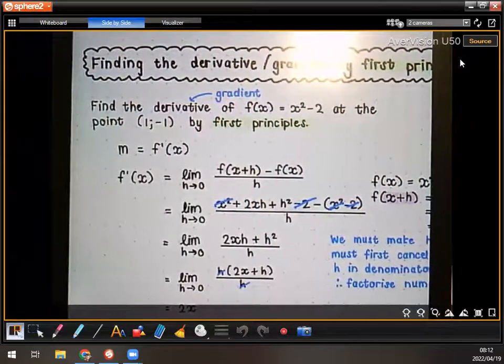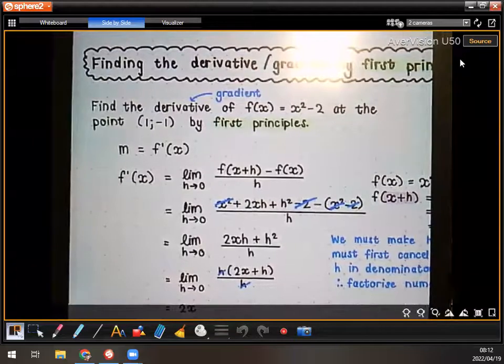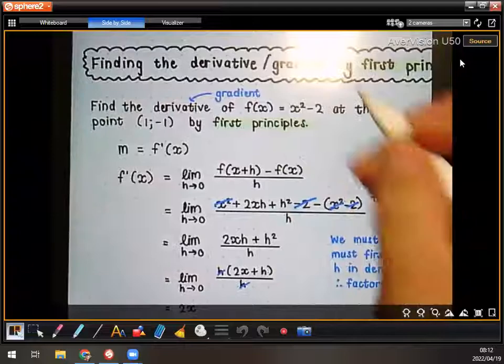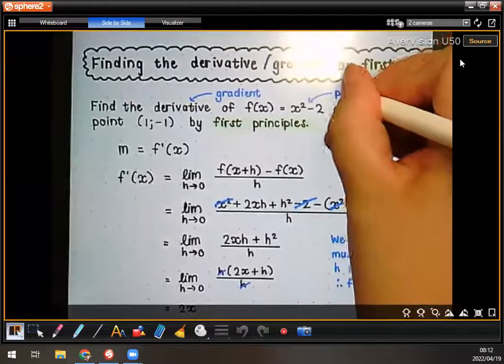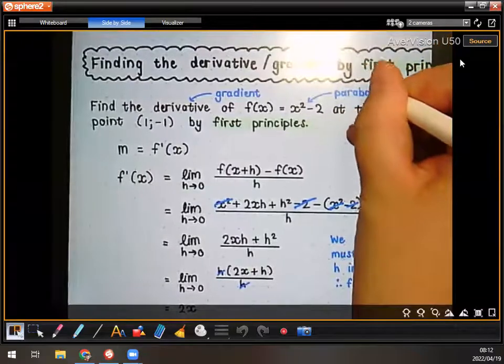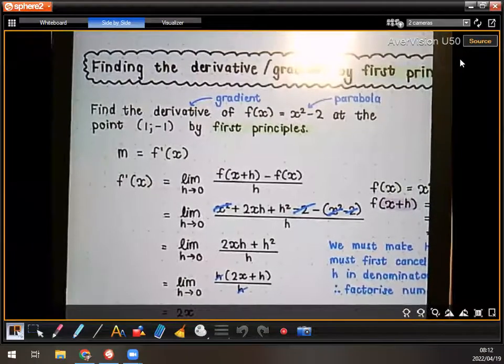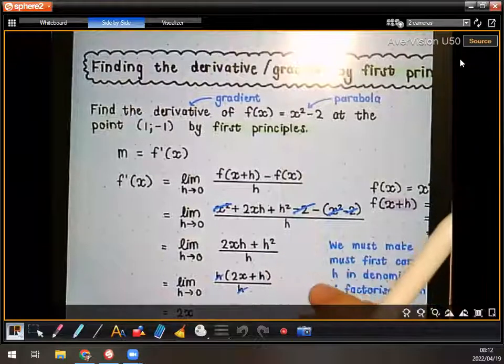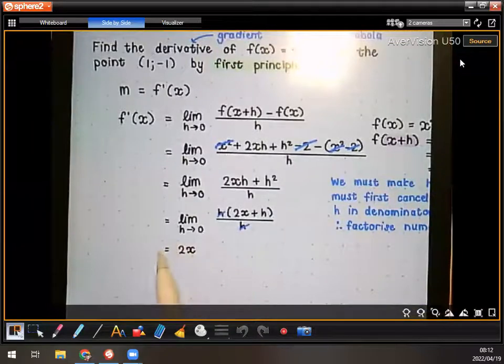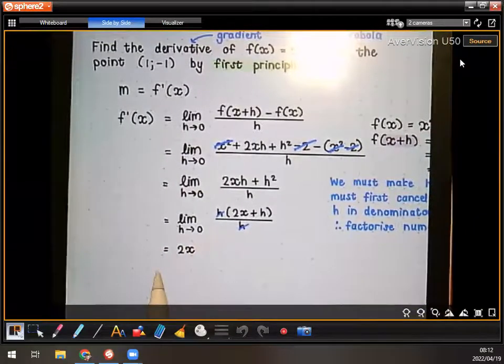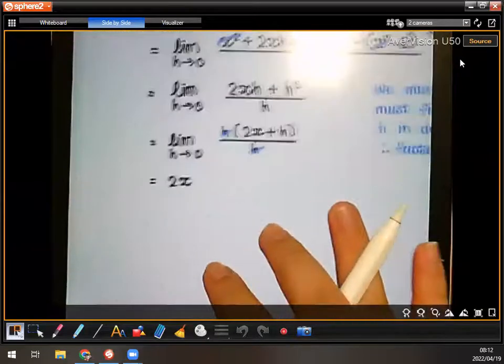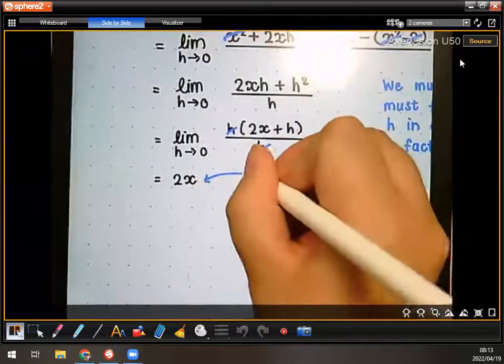So we are getting the gradient of this function. Remember what type of graph this is? x squared minus 2 is a parabola, a curve. And what did we say the other day? We said that the gradient of a curve is different at every single point. I think we wrote it down, on the pages that I handed out. The gradient of a curve is different at each point on the curve. So what we've found now is a formula for the gradient of this parabola. That is what 2x actually is.